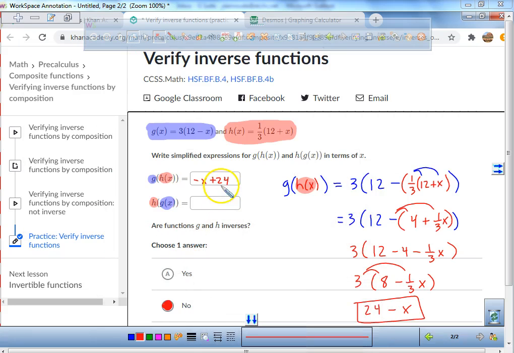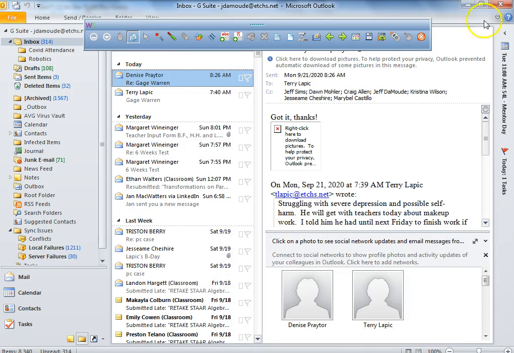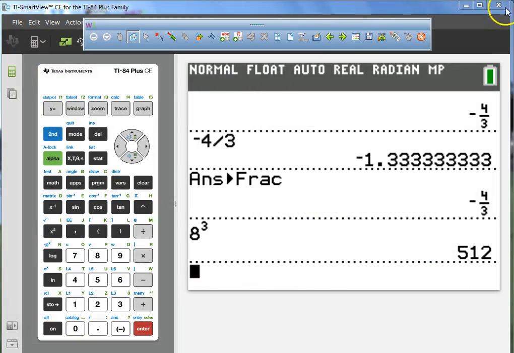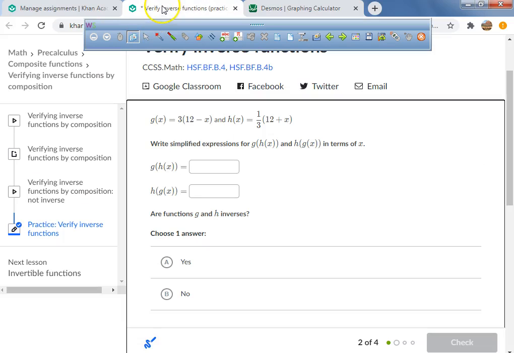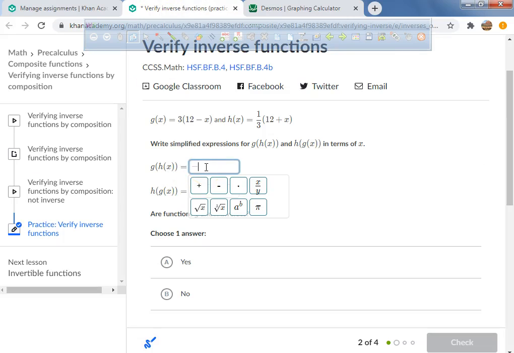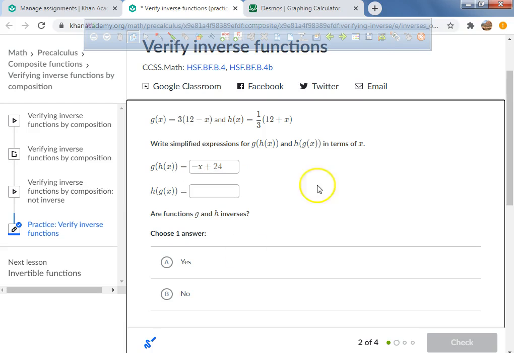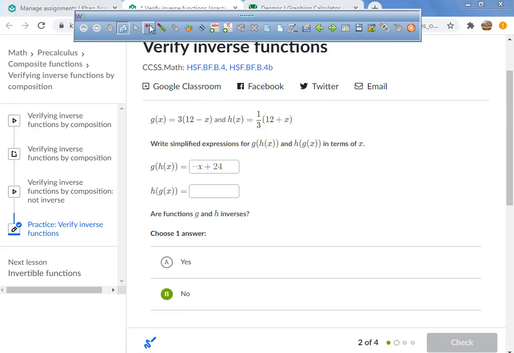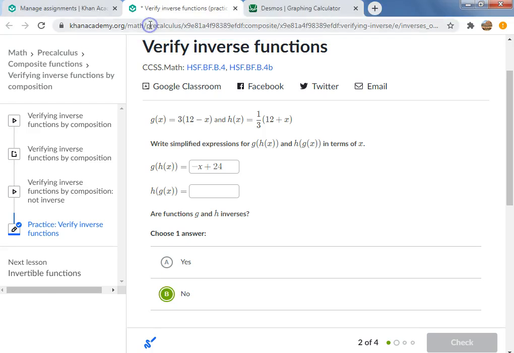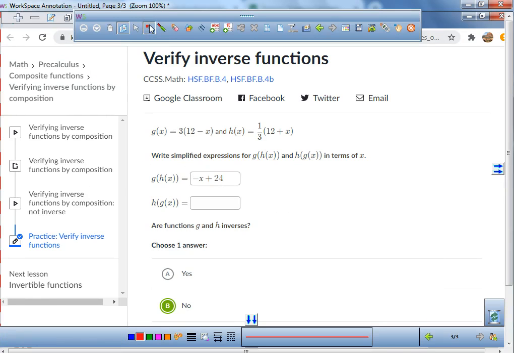So what does that tell me? That tells me right here, what am I allowed to, sorry, wrong thing. Wait a second, where am I? What am I allowed to put right here? Negative x plus 24. And I'm going to put no. But the next thing I'm going to do right now is h of g of x.